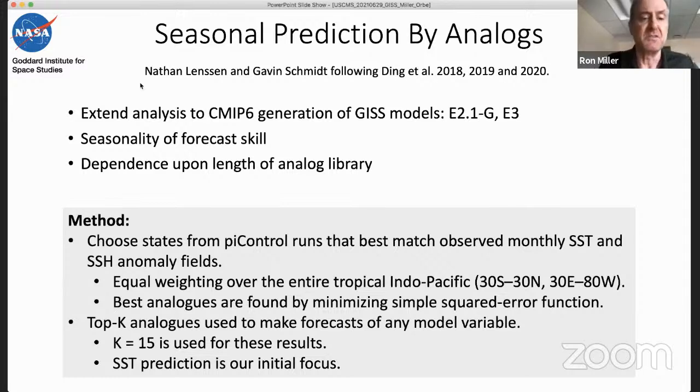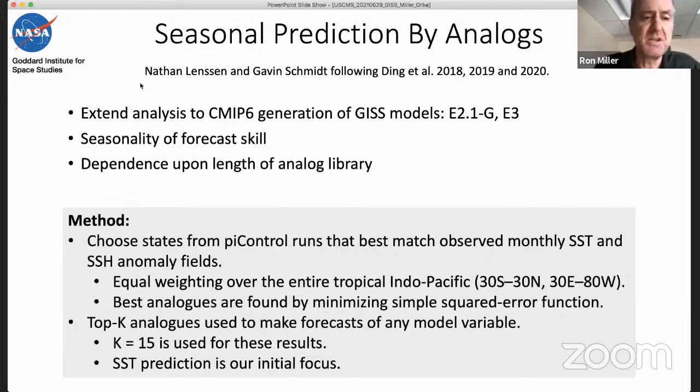And then the idea is that if you want to build a forecast for your observed state, you look in your analog library, you look in the PI control run, you find the best analog, and then you see how that evolved over the next 12 to 15 months. And then that essentially is your forecast. You do this not for a single analog, but in fact, you look for a number of analogs so that you can create an ensemble. I think Nathan in particular chose 15 ensemble members, so he chose the 15 best analog states.